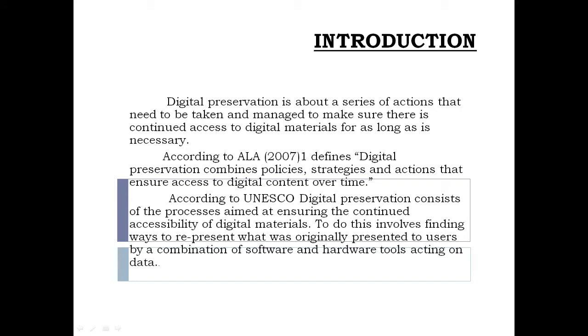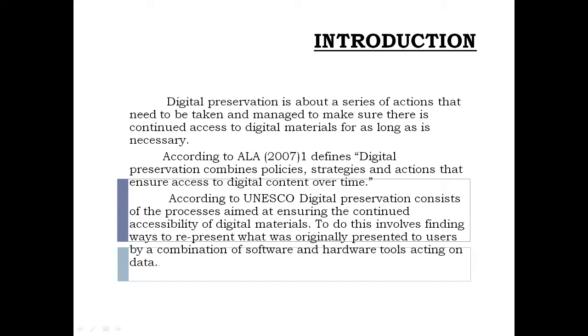We all know preservation is a branch of library and information science concerned with maintaining or restoring access to artifacts, documents and records through the study, diagnosis, treatment and prevention of decay and damage. Digital preservation is about a series of actions that need to be taken and managed to make sure there is continued access to digital material for as long as is necessary.